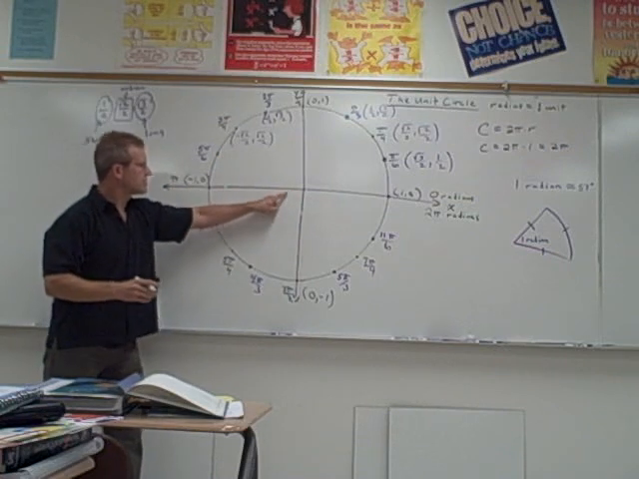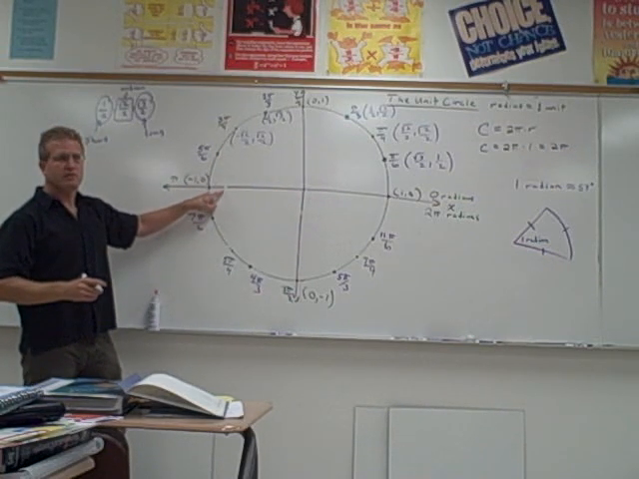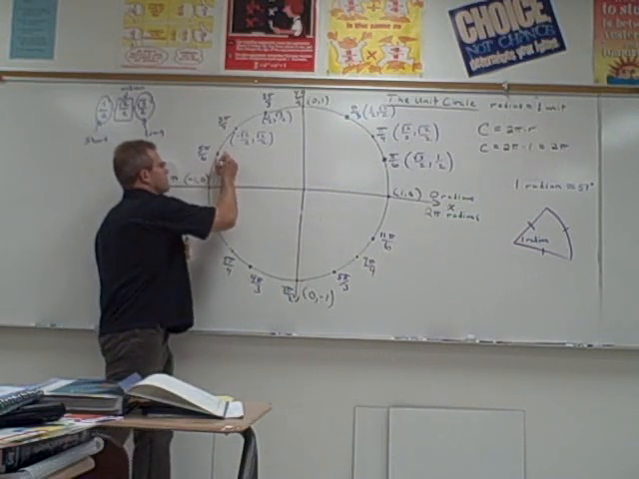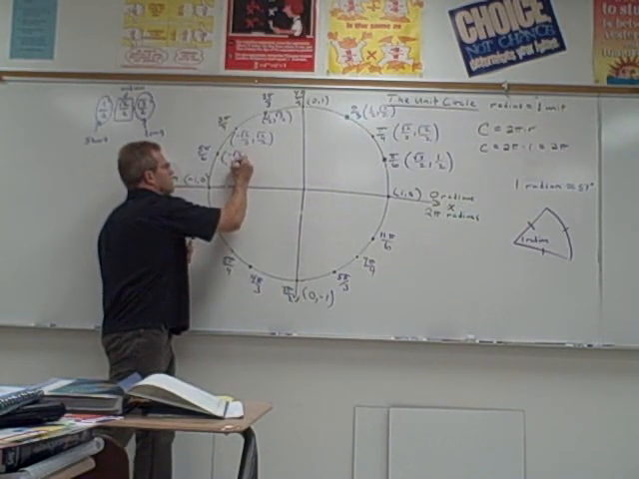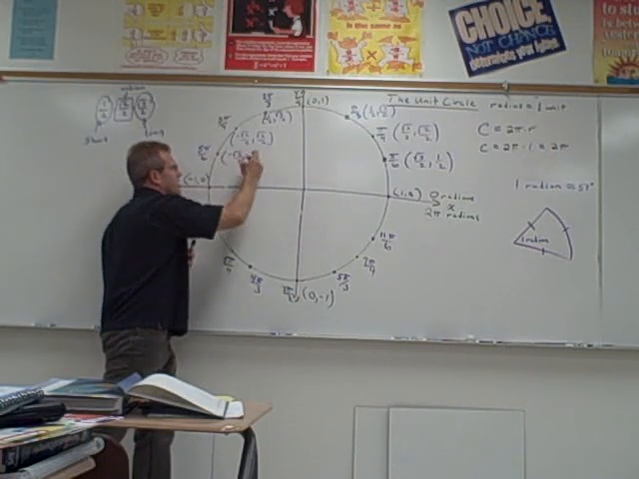This one, I'm going to go the long distance to the left. So what would be the first coordinate? Negative square root 3 over 2 because I'm going left. And then it's only a short distance up, so what's the y coordinate? 1/2.